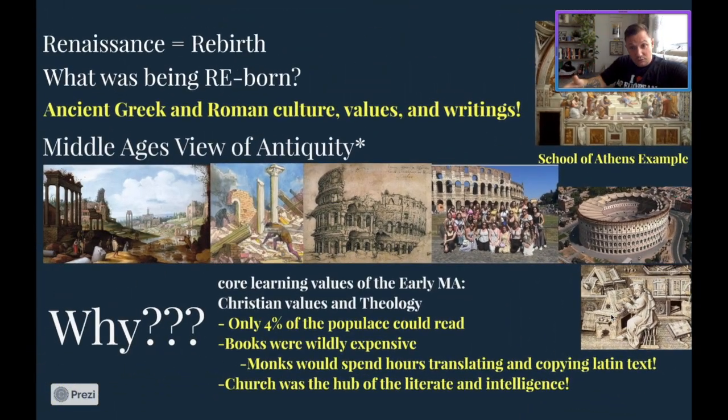What is this going to do, though? It's going to keep books and written material out of the hands of common people, right? And it's going to keep it out of the hands of even most wealthy people, because only 4% of the population of Europe following the fall of Rome could read and write, okay? Now, if only 4% can read and write, they're not growing the intellectual value. The church was the hub of the literate and the intelligent, but they're only focusing on growing the Christian faith. That's all they're caring about, right?